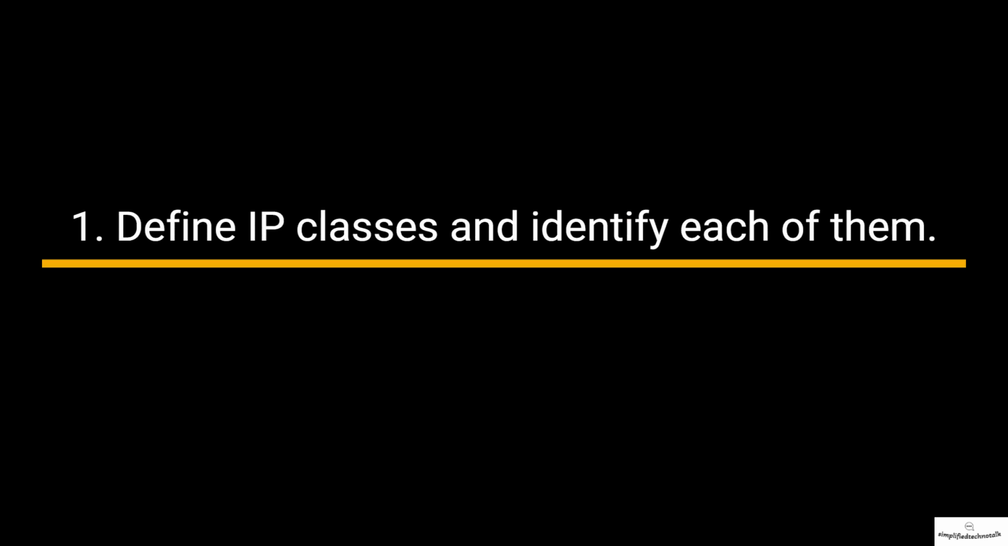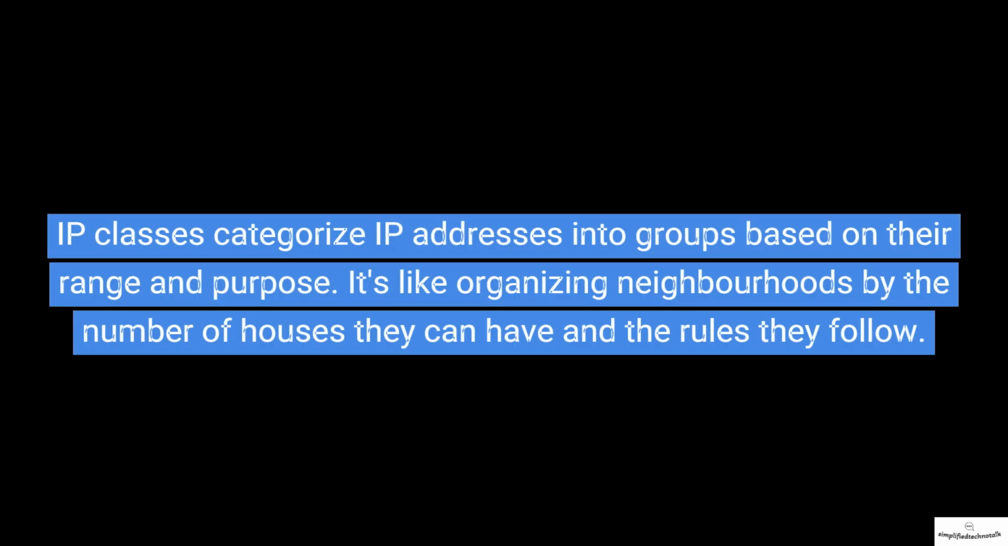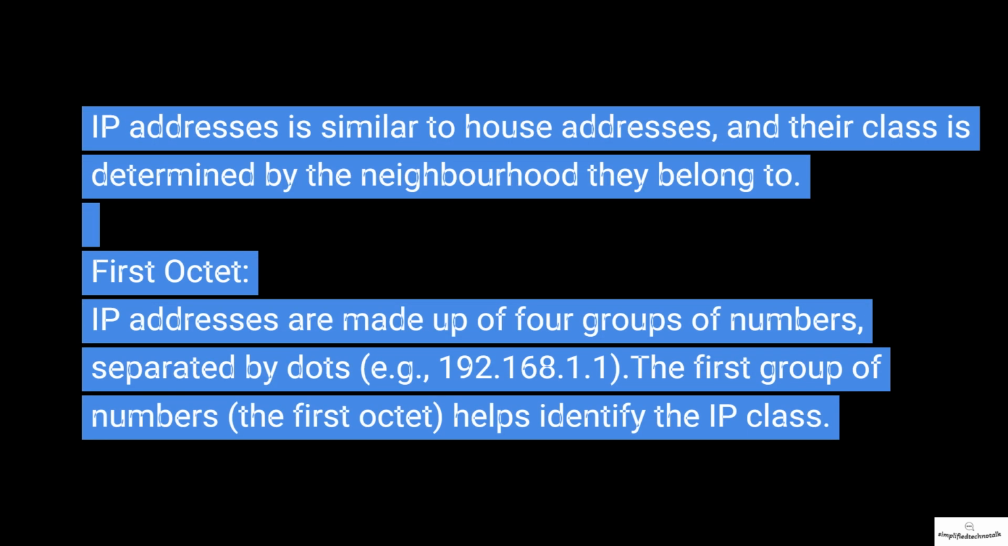1. Define IP classes and identify each of them. IP classes categorize IP addresses into groups based on their range and purpose. It's like organizing neighborhoods by the number of houses they can have and the rules they follow. IP addresses are similar to house addresses, and their class is determined by the neighborhood they belong to.